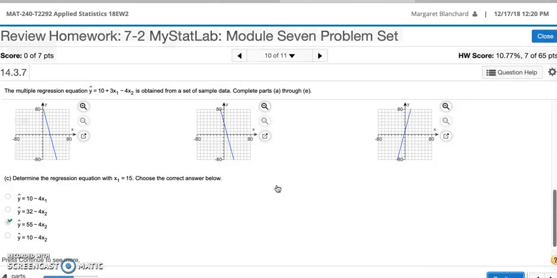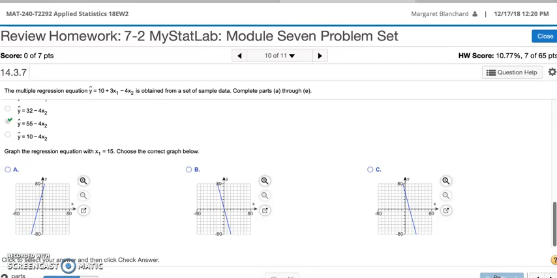Excellent. Now let's take a look at that graph. Graph the regression equation and choose the correct graph below. Again, we are still looking at a negative slope. Nothing's changed here on our x2 coefficient, so we still have a negative slope. So we know A is not the answer. Now if we were to plug in 0 for x2, we would get 55. So that means our y-intercept should be 55.